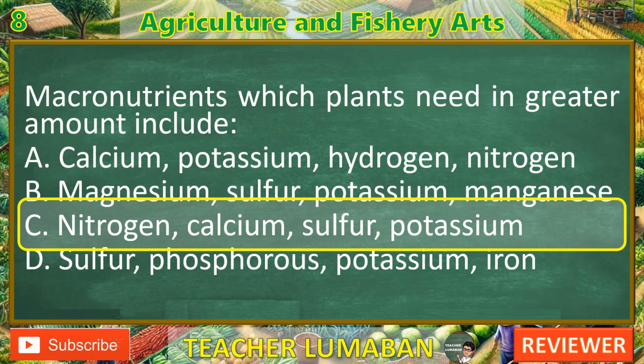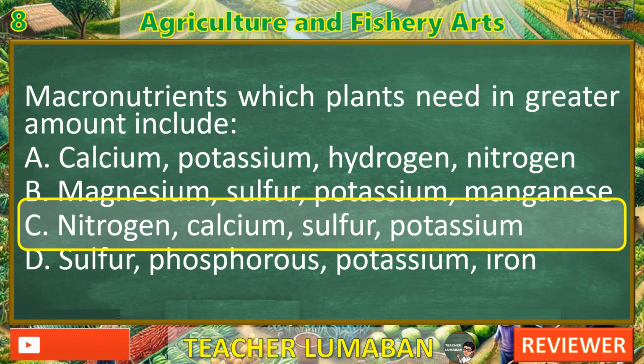C. Nitrogen, calcium, sulfur, potassium, this is the correct answer. Nitrogen, calcium, and potassium are all considered primary macronutrients that plants need in larger amounts. Sulfur is also a macronutrient, though it is required in slightly smaller quantities than the primary macronutrients.